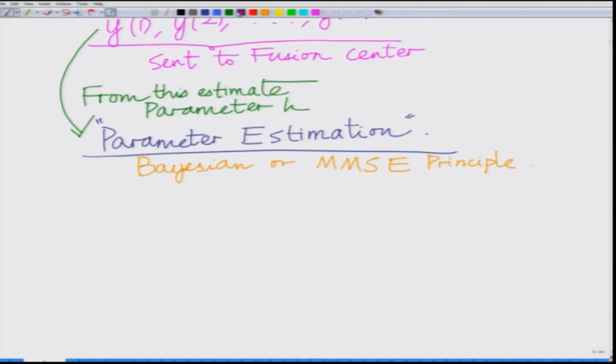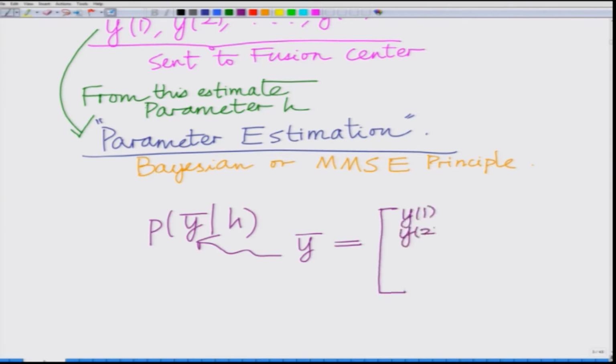The first component that is very important in any estimation process is P of y bar given H. What is this? y bar is basically your vector of observations y1, y2, ..., yn. This is known as the vector of observations, or simply as your observation vector. Of course, H is the parameter.